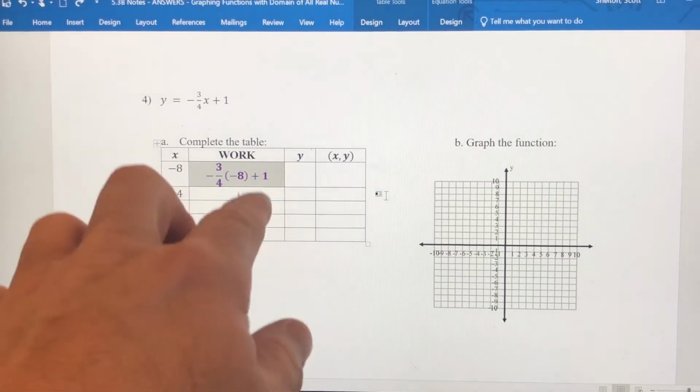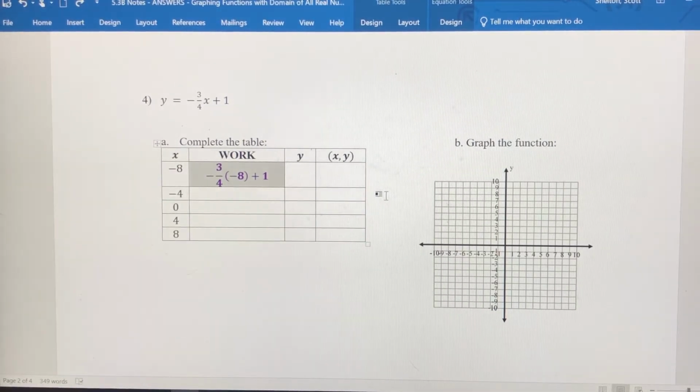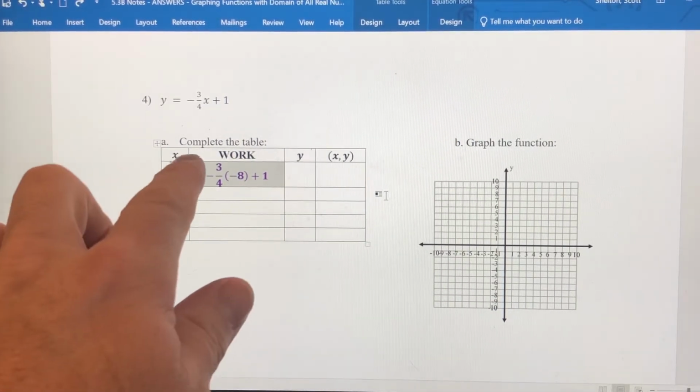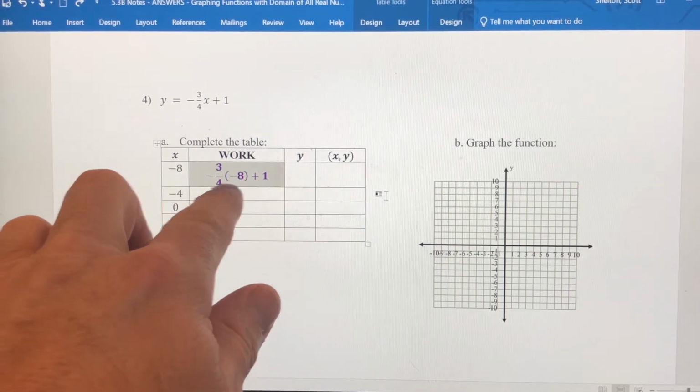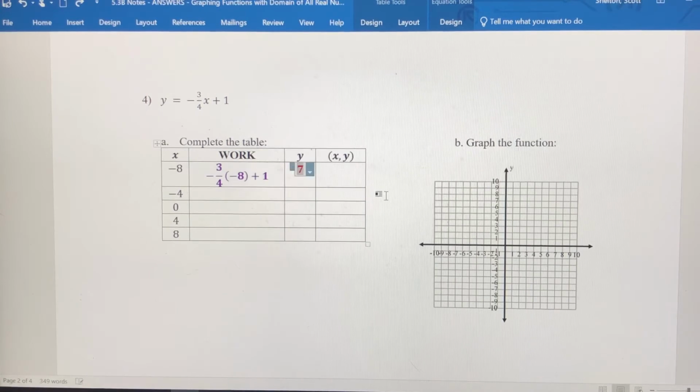So -3/4 times -8. First off, it's going to be a positive. A couple ways we can do this. 3 times 8 is 24. 24 divided by 4 is 6. 6 plus 1 is 7, okay? So that's going to give me an ordered pair of -8, 7.